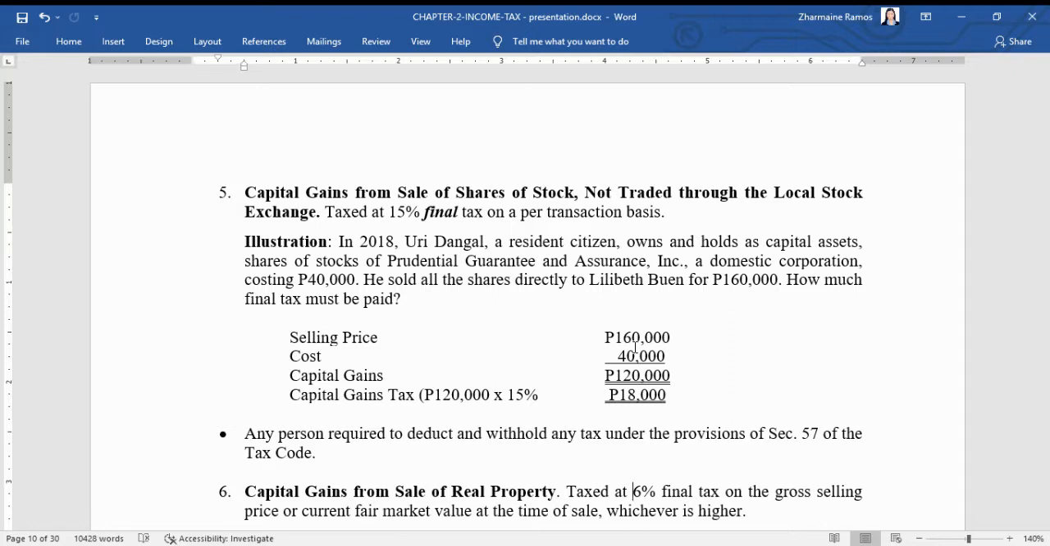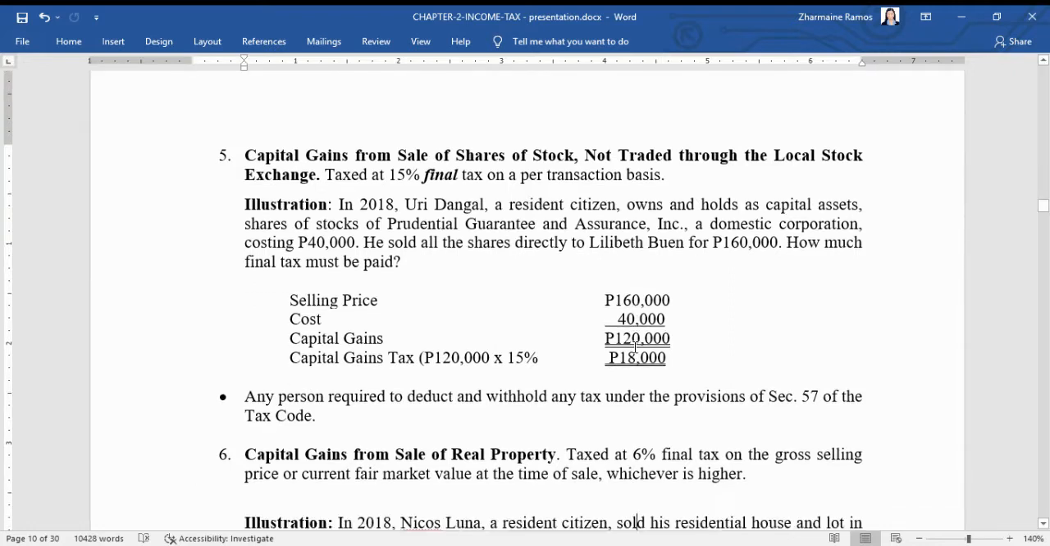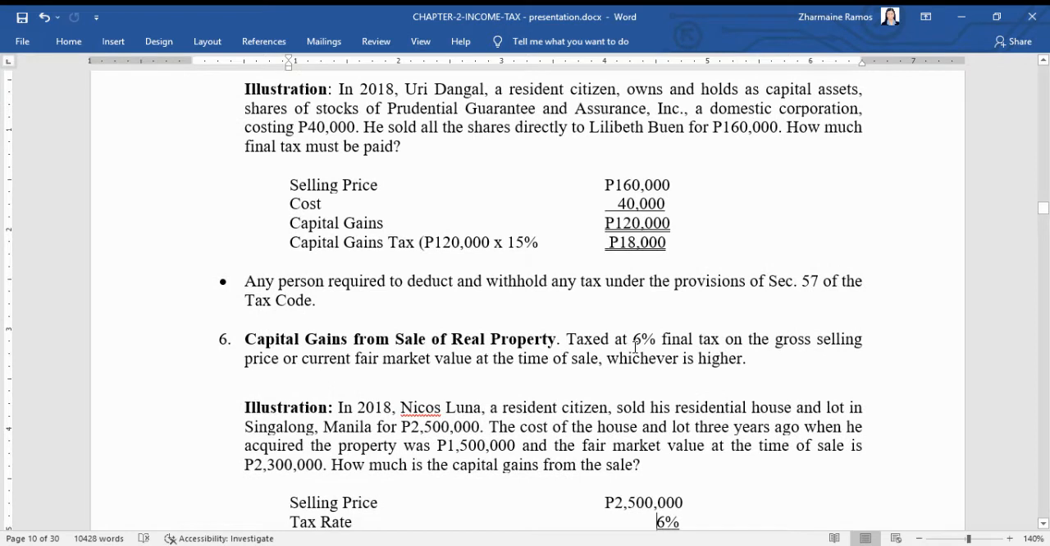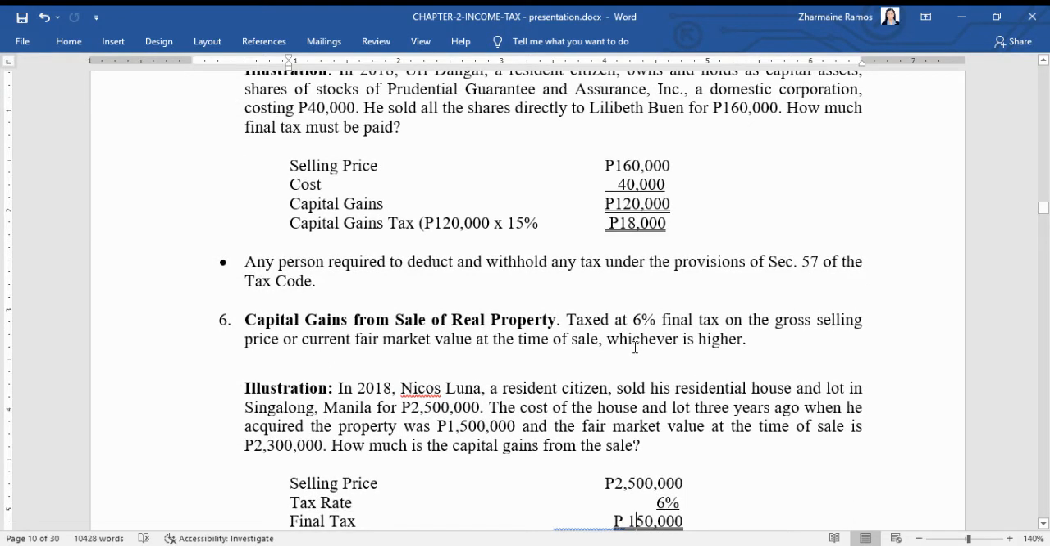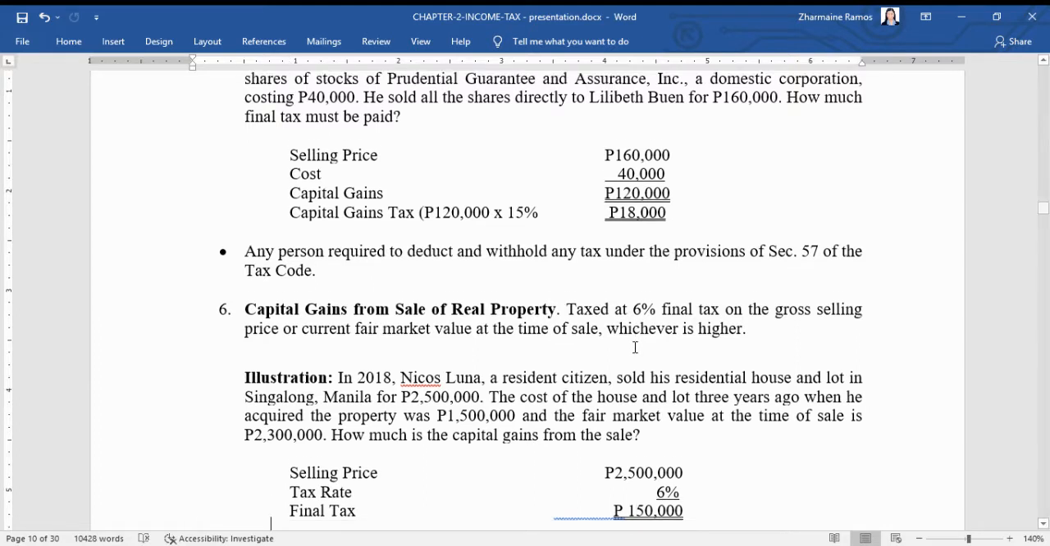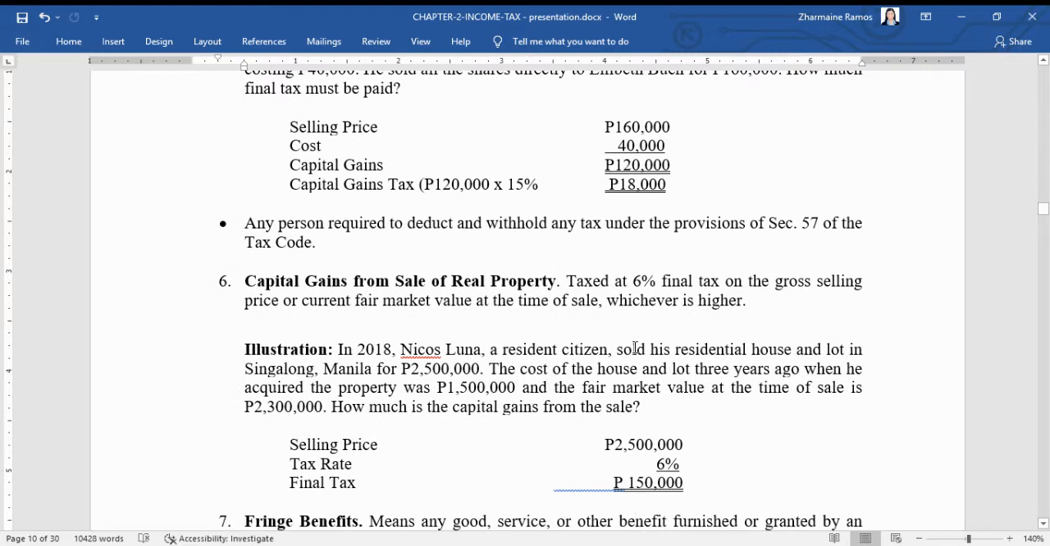Next is the capital gains from sale of property. So, here, the final tax is 6% on the gross selling price or current fair market value at the time of sale, whichever is higher. So, titignan pa natin kung magkano yung selling price at magkano yung current fair market value. Kung ano yung mas mataas doon, yun yung i-multiply natin ng 6%.